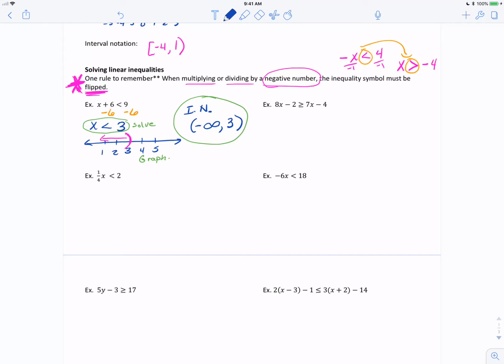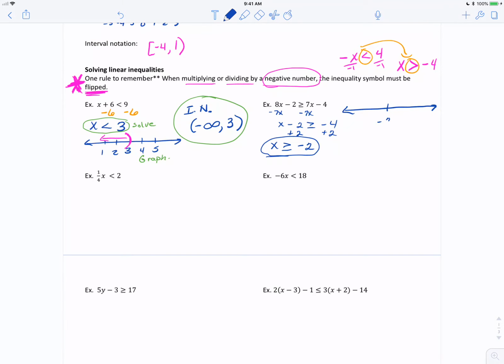Okay, so let's just keep on solving. Here we're going to subtract 7x. So that gives us x minus 2 is greater than or equal to -4. Now we're going to add 2 to both sides. So x is greater than or equal to -2. All right, there's my solution. We've solved it, so we're going to go graph it now.